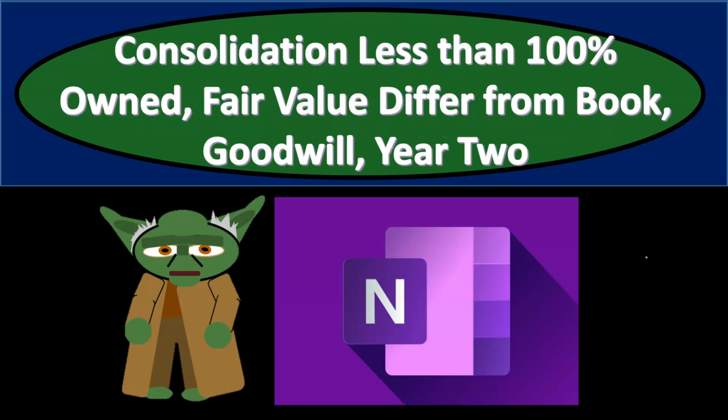In this presentation, we will work a practice problem in OneNote related to a consolidation where we have a parent-subsidiary relationship. It's less than 100% owned, but a controlling interest. In other words, somewhere between 50 and 100% owned by the parent. Therefore, there's also going to be a non-controlling interest. There's going to be a fair value that differs from the book value we will be dealing with. There's also going to be goodwill involved.